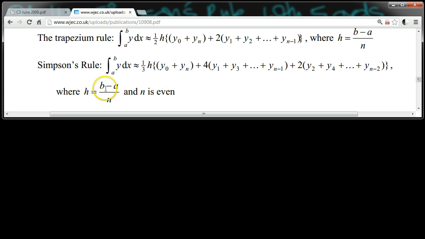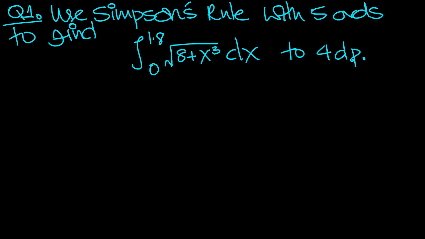And n is even, of course. h is b minus a over n. And it's the third, h over 3, the first and the last, 4 times all the odds in between and 2 times all the evens in between. So I've copied it down here. That's a 1, isn't it? So let's paste the formula in then.